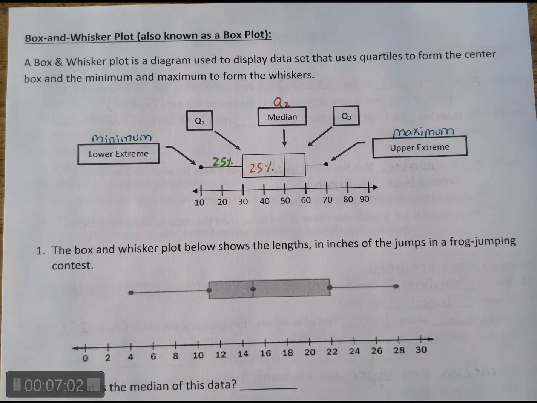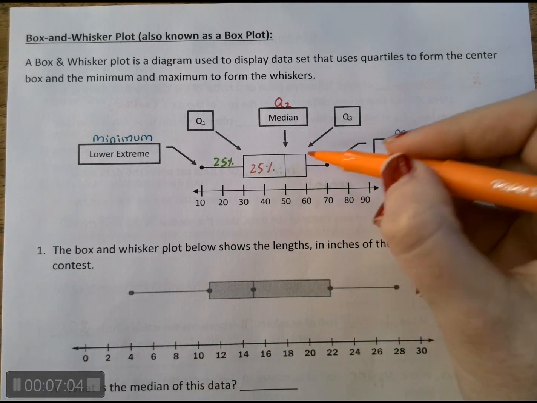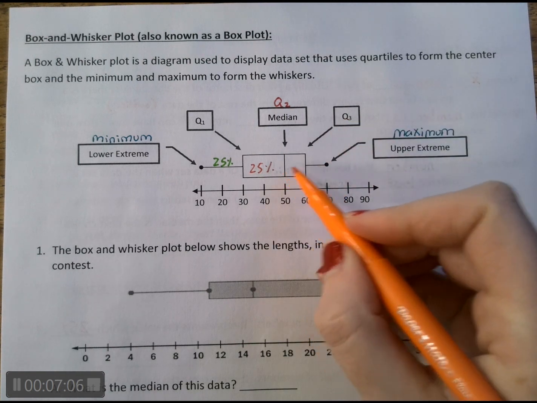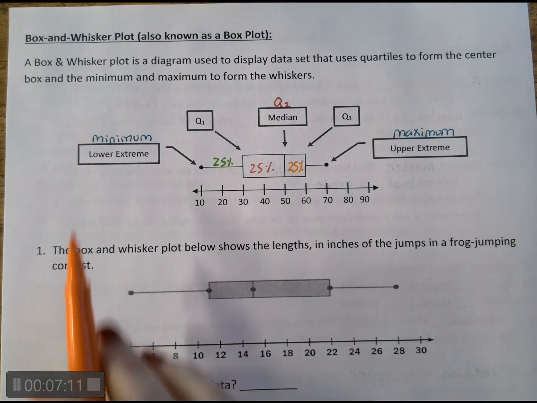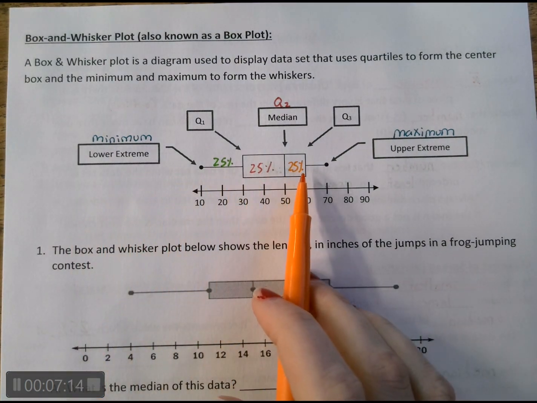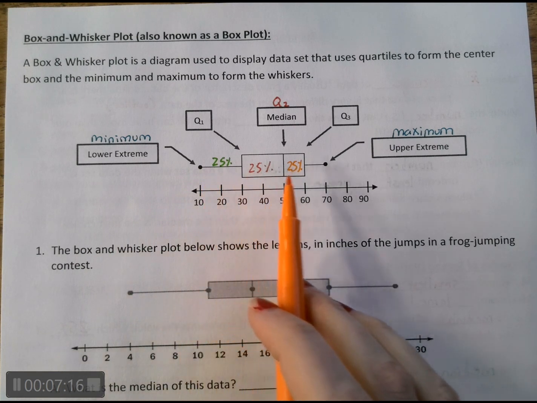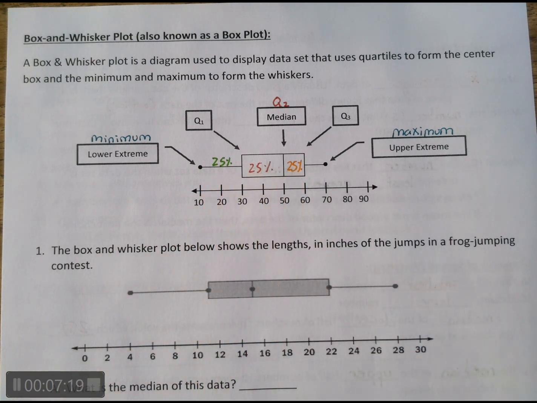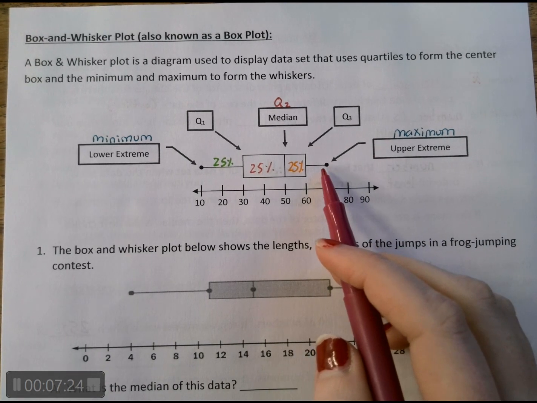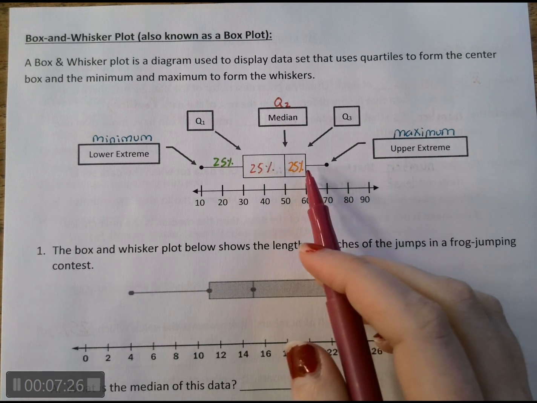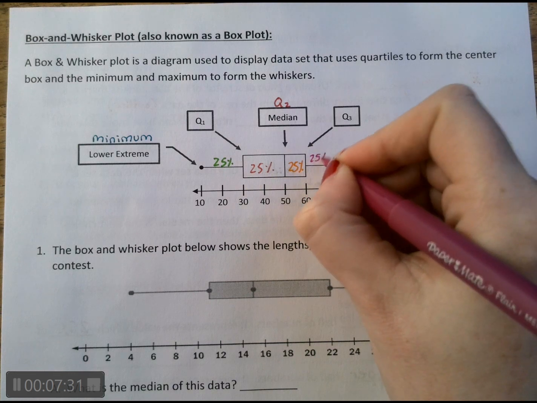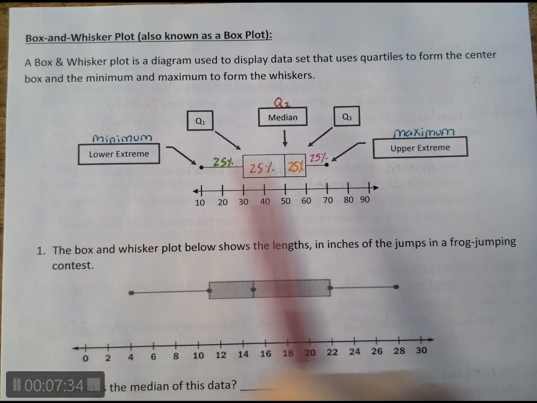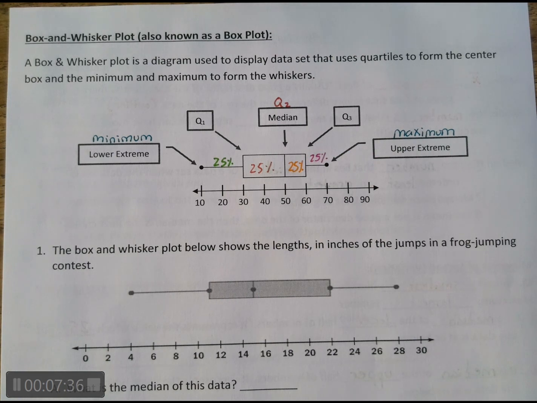Quartile 3 is right here, and that's this line. So from your median to quartile 3 is going to be 25% of your data. From your minimum to quartile 3 is going to be 75%, because I'm just adding up the 25s. And then finally, your upper extreme, which is your maximum, is this dot. So from your quartile 3 to your maximum is also going to be 25% of your data. So from your minimum to your maximum is 100% of your data.